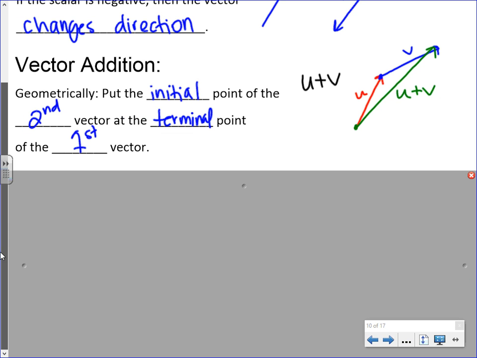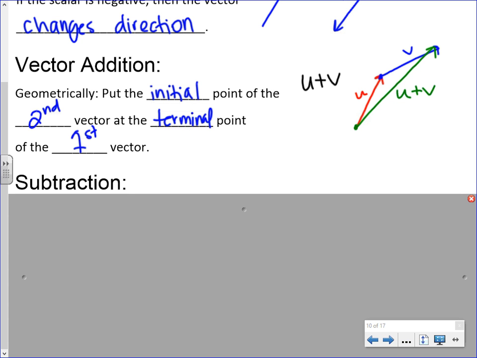Okay. What are we going to do about subtracting vectors? How's that going to look different? If I'm going to take u minus v, then what needs to be true about that second vector?